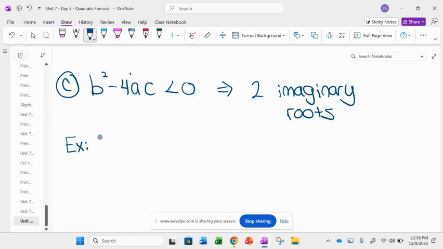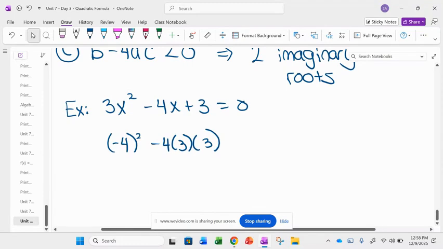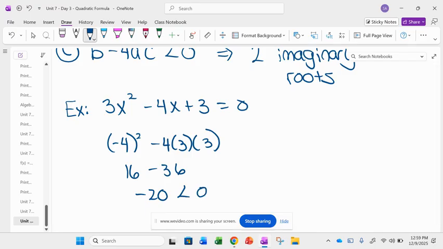So an example would be 3x squared minus 4x plus 3 equals 0. If we're finding the discriminant, we have negative 4 squared minus 4 times 3 times 3. So we have 16 minus 36, which is negative 20. Negative 20 is less than 0, so since our discriminant is less than 0, we're going to have two imaginary roots.